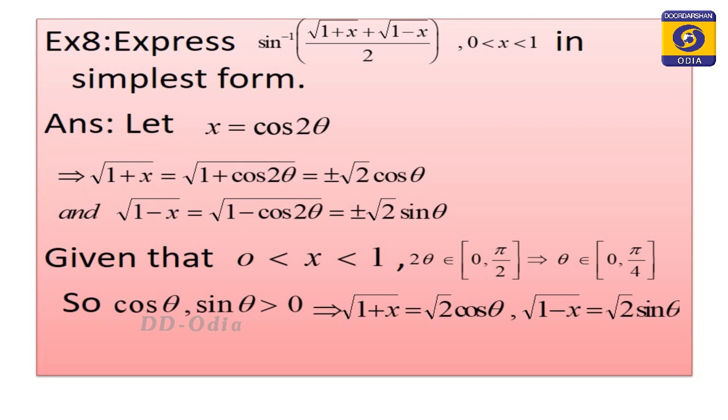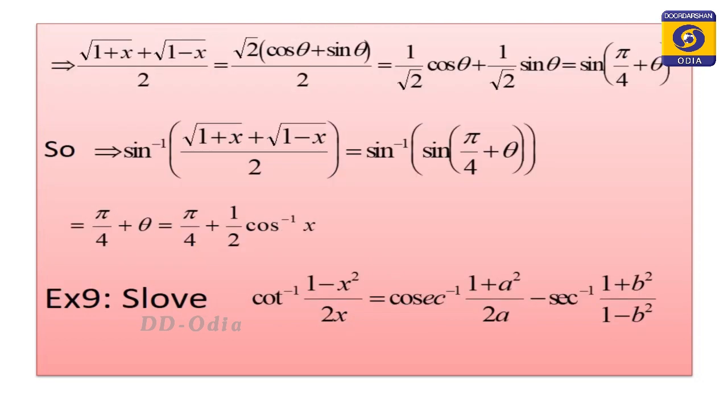Now 1 plus x is your 1 plus cos 2 theta. Already I have discussed this in the previous problem. Root over of 1 plus cos 2 theta is plus minus root 2 cos theta, and root over of 1 minus x is your root over of 1 minus cos 2 theta, plus minus root 2 sin theta. And 0 less than x less than 1 implies 2 theta belongs to the closed interval 0 to pi by 2, that is theta belongs to the closed interval 0 to pi by 4. So cos theta and sin theta are both positive since theta lies between 0 and pi by 4.